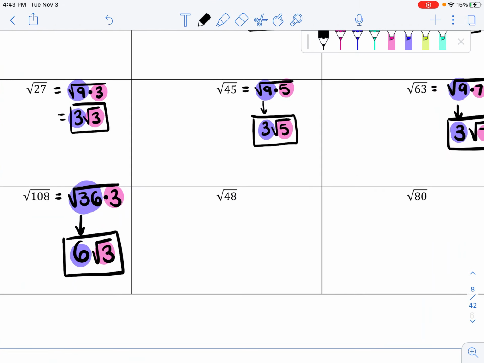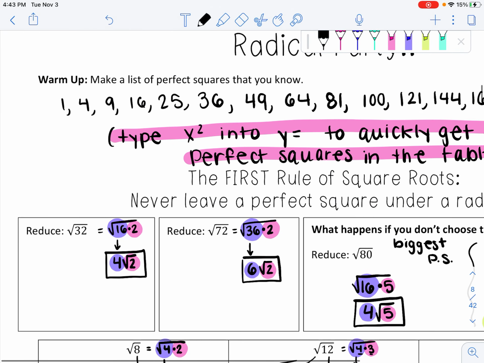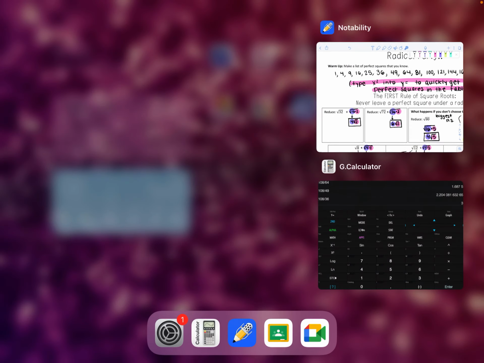48. 48 would fall right before 49. So my smaller perfect squares are these guys. Again, hopefully you know 48 can't be divided by 36, and 48 can't be divided by 25, but you can test them out in your calculator if you're not sure.